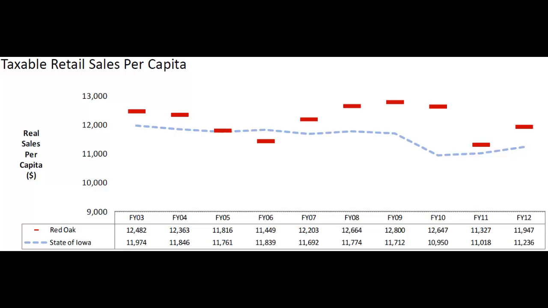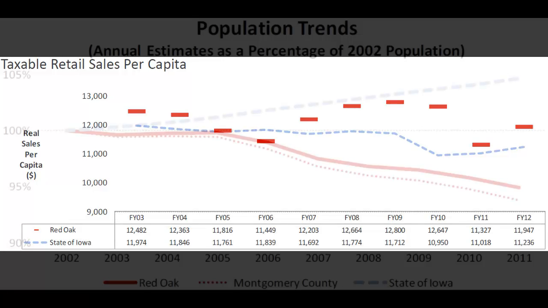The taxable retail sales per capita is actually the total retail sales divided by the population. You can see the dotted line in blue is the state of Iowa, and there's only really been once where Red Oak in the red dash has been below the state of Iowa. The rest of the time it's been above, and we see in fiscal year 2010 it was quite a bit above, and then possibly through the recession in 2011 we saw a dip, and then some return in 2012.